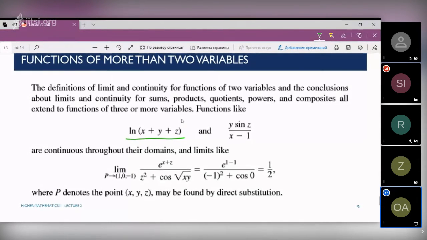So this is the point. 1 is for x, 0 is for y, and negative 1 is for z. You have to plug in these numbers, 1 for x, 0 for y, and negative 1 for z. So we have to calculate this expression if we have a function of 3 variables, and we will get the answer as a number.